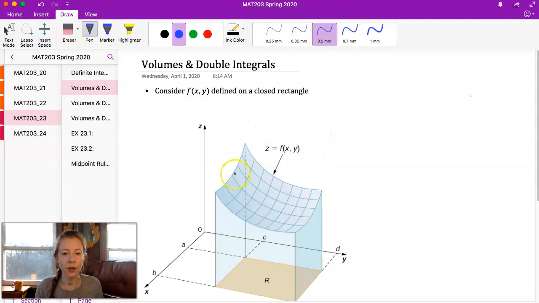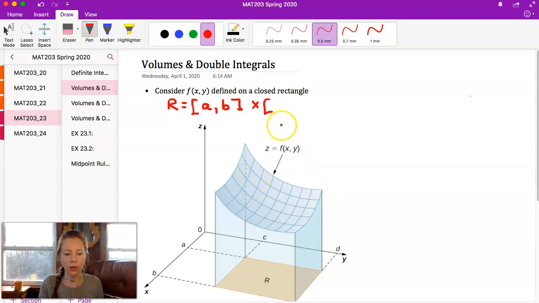And so down here, you can see that we're in 3 space, and our region, this region right here, is an area, R. So R is going to be defined as going on the interval from a to b. Okay, so along the x, we're going from a to b, and we're going to multiply that by our interval along the y, which is from c to d.